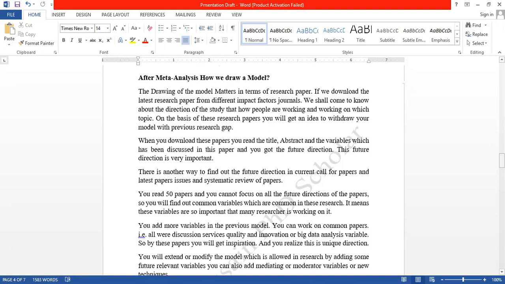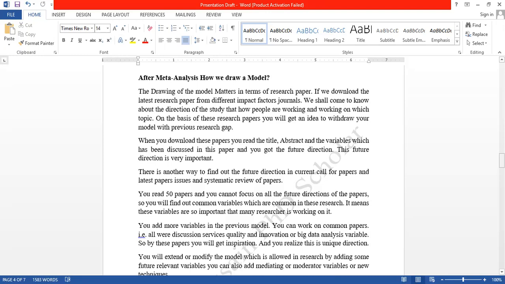If we download the latest research papers from different impact factor journals, we shall come to know about the direction of the previous studies, that how people are working on which topic. On the basis of these research papers, you will get an idea to withdraw your model with previous research gaps.